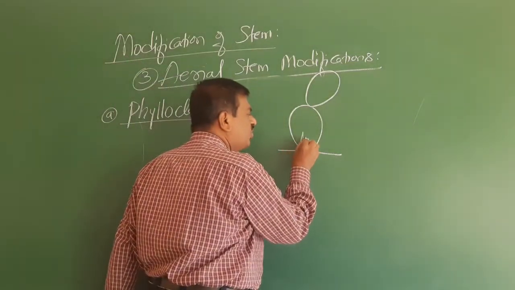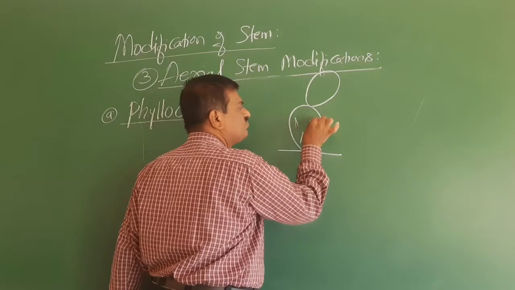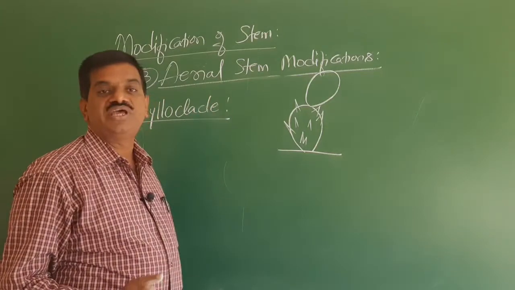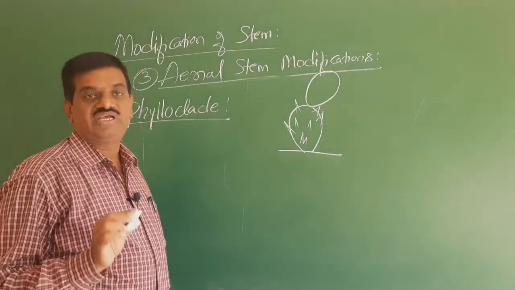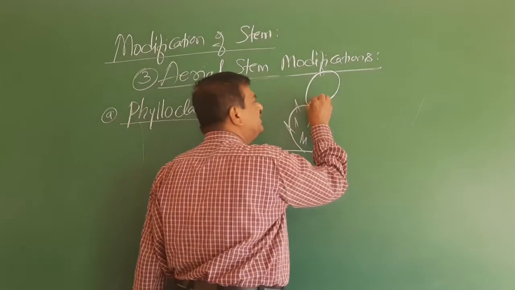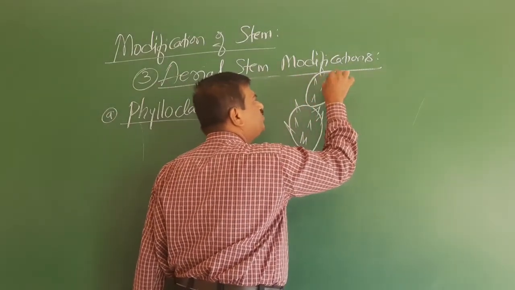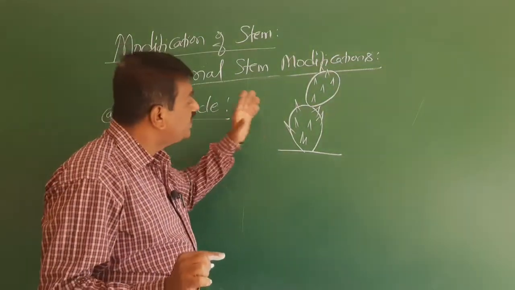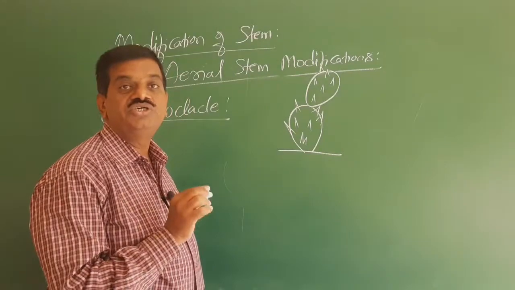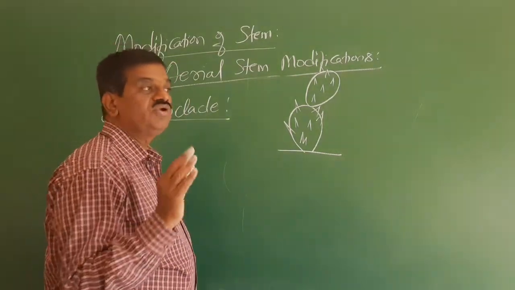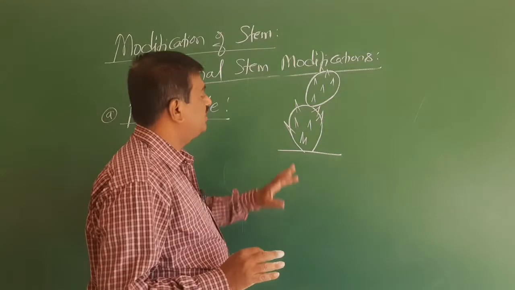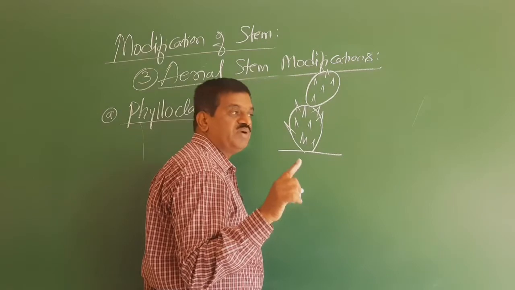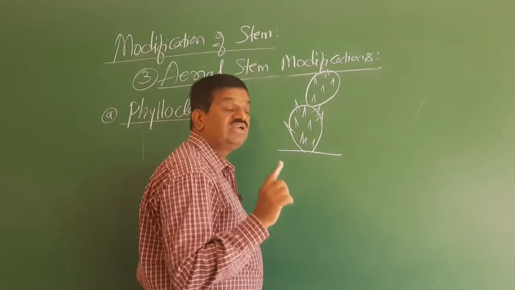Here the leaves are modified into spines. This plant always grows in desert areas, so it is called xerophytic. When the plant grows in dry areas, it should not suffer loss of water. The leaf normally has stomata, and stomata throw out water, which leads to loss of water. To avoid that, here the leaves are modified into spines. Once the leaves are modified into spines, loss of water will not be there.